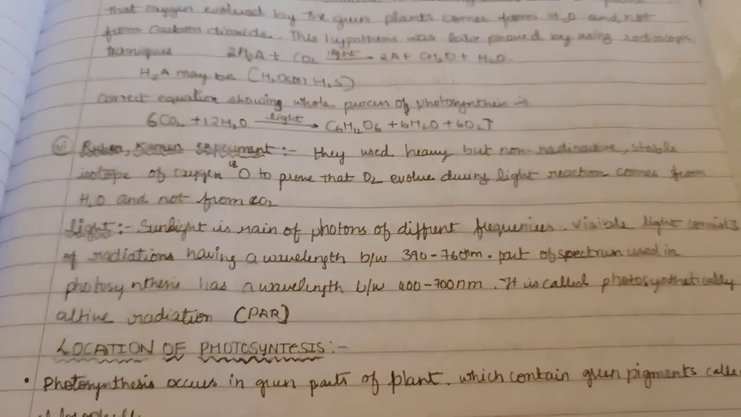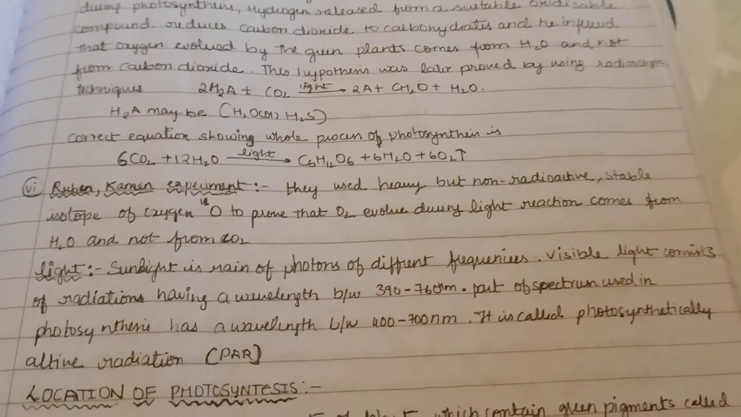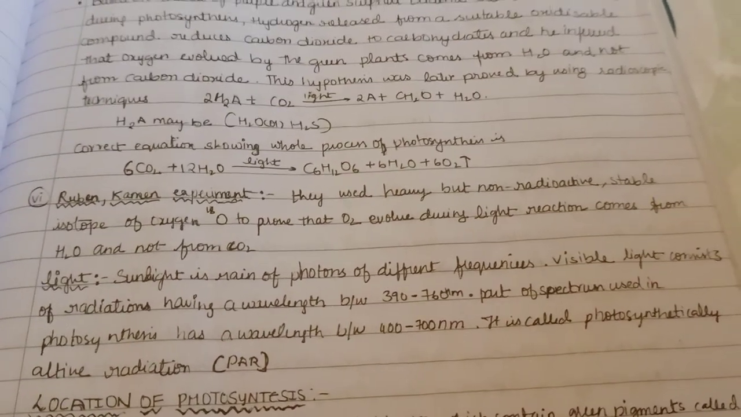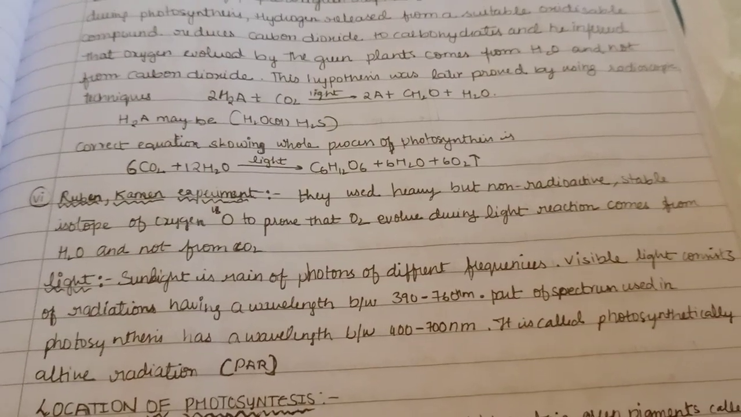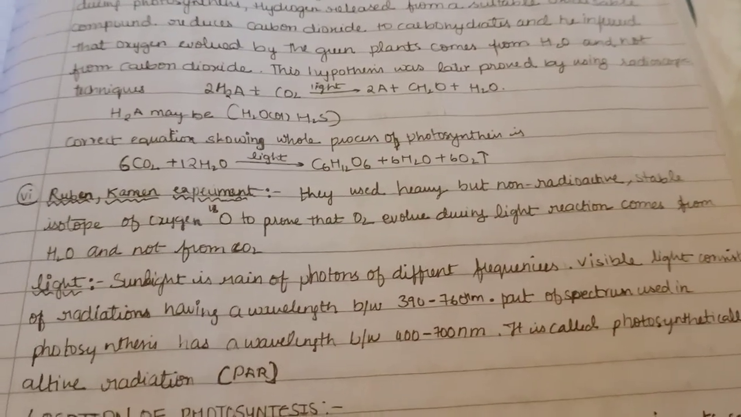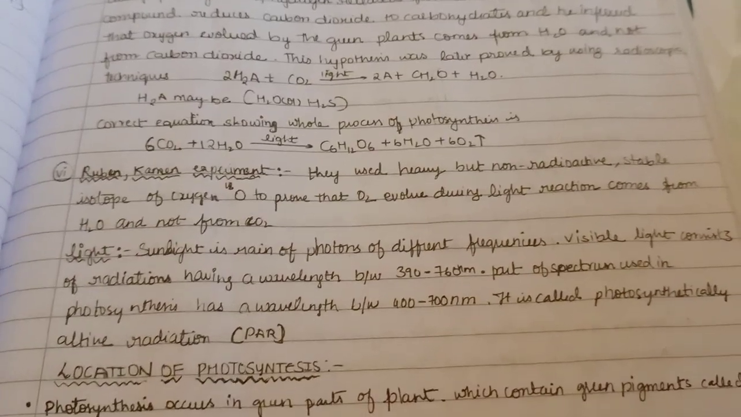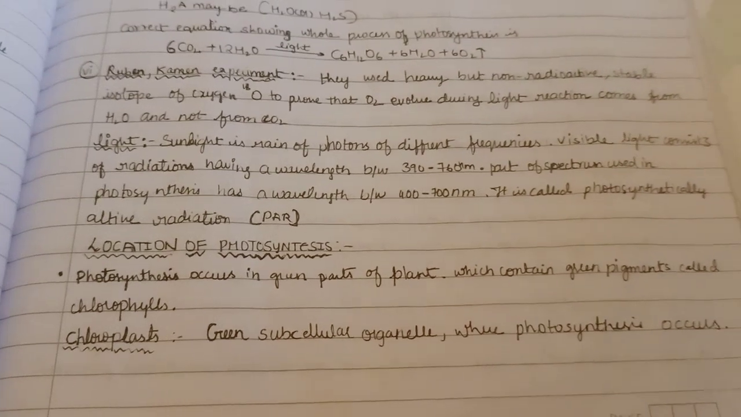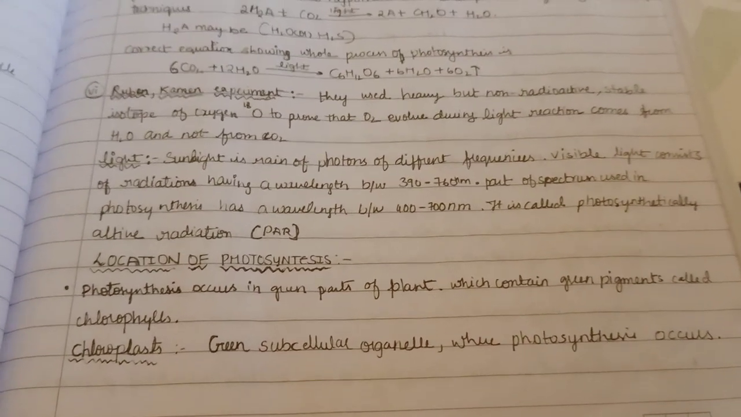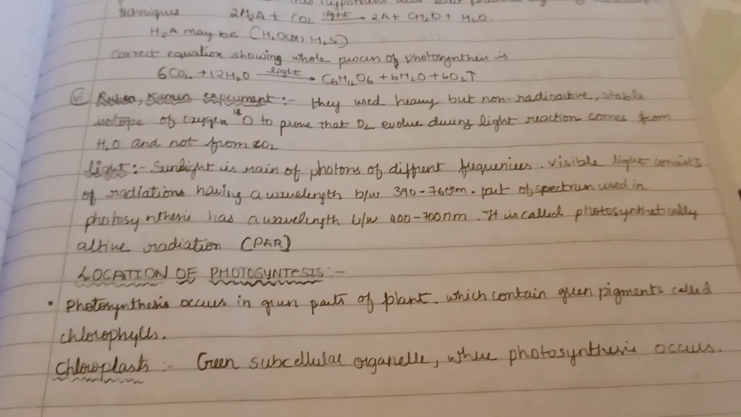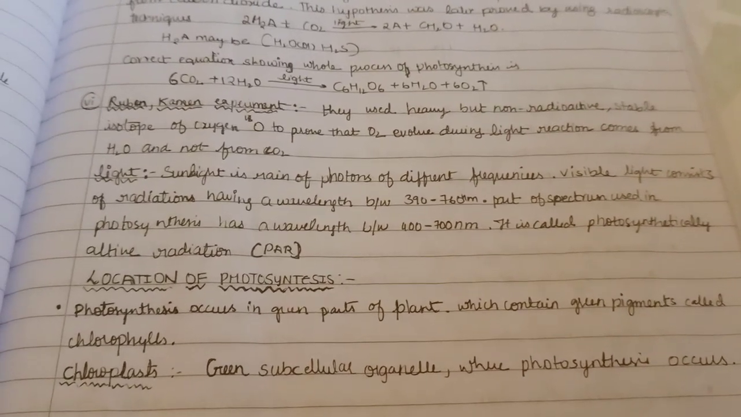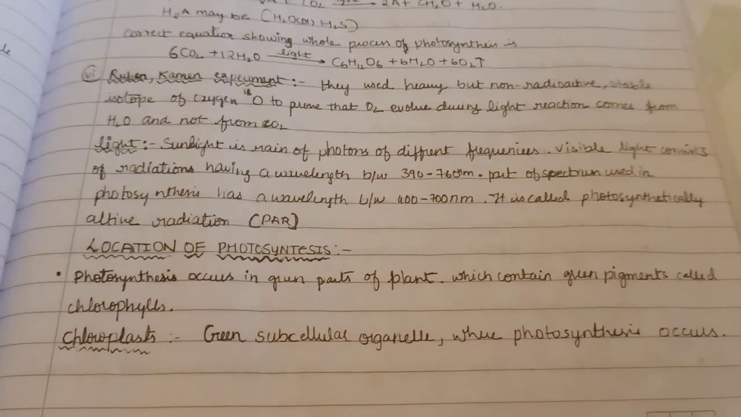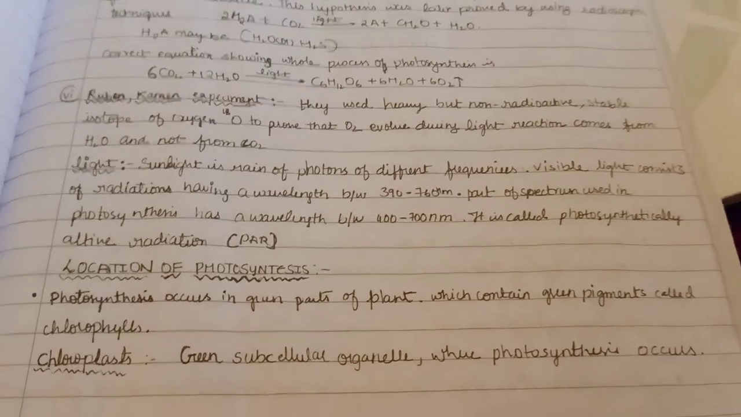Now, light. Sunlight is a rain of photons of different frequencies. Visible light consists of radiations having a wavelength between 390 to 760 nanometers. The part of the spectrum used in photosynthesis has a wavelength between 400 to 700 nanometers. It is called photosynthetically active radiation, PAR. Now, location of photosynthesis. Photosynthesis occurs in green parts of plants, which contain green pigments called chlorophylls. Chlorophylls are present in chloroplasts. Chloroplasts are green subcellular organelles where photosynthesis occurs.